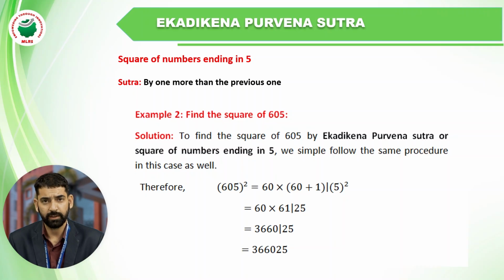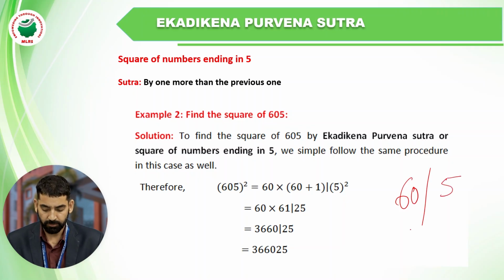But for numbers ending with 5, we have one more extra method: you can use this Ikadikena Purvena Sutra. So 605 is again a number ending with 5. To find its square, we just split it into two parts. The first part is 60 and the second part is 5.